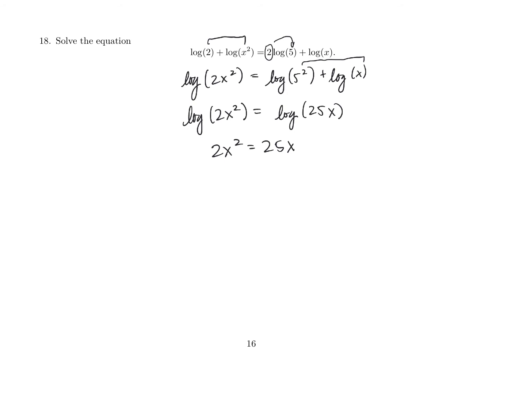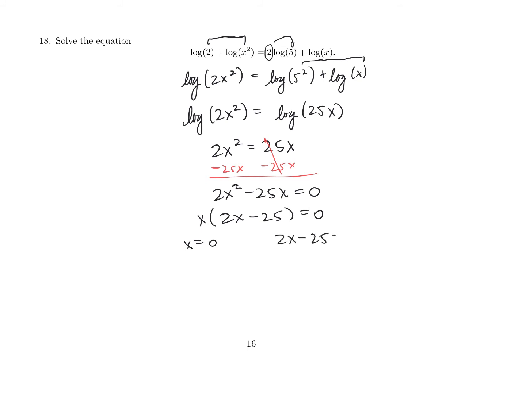Since we have a quadratic, we're going to move everything to the same side and set it equal to 0. So 2x squared minus 25x is equal to 0. Now we can try to factor, or you can use the quadratic formula. So I can factor out an x. That'll give me 2x minus 25 left. That means x is 0, or 2x minus 25 is 0. That means 2x equals 25, or x equals 25 over 2.